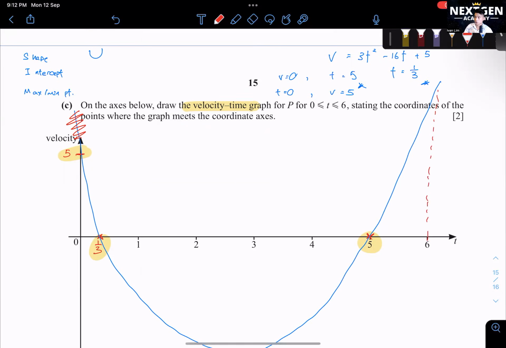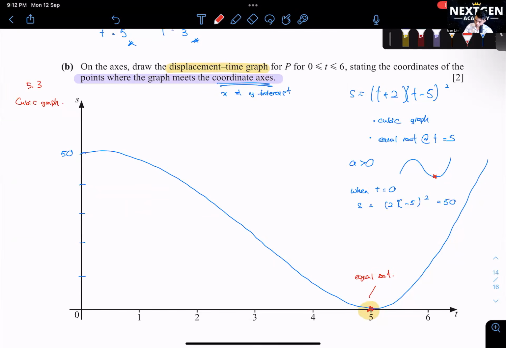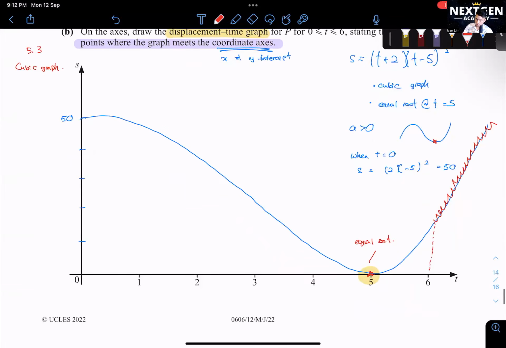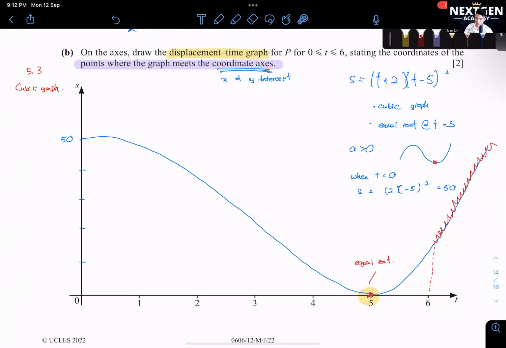We also don't know, they're not asking us to find that point also. So here also don't go and write, because they only want from 0 to 6. You just roughly estimate lah. If you want to find the exact point, you can, but you don't need to. If in the exam there's no time, don't need to go and find. Otherwise you just sub in your t equals 6.